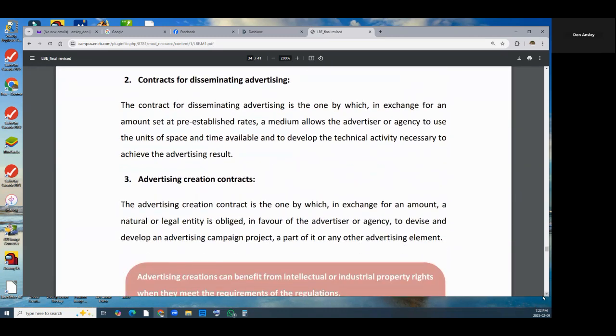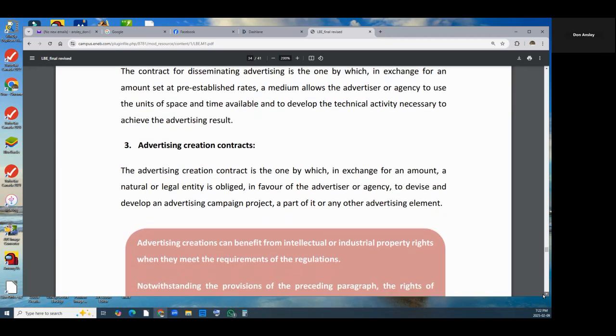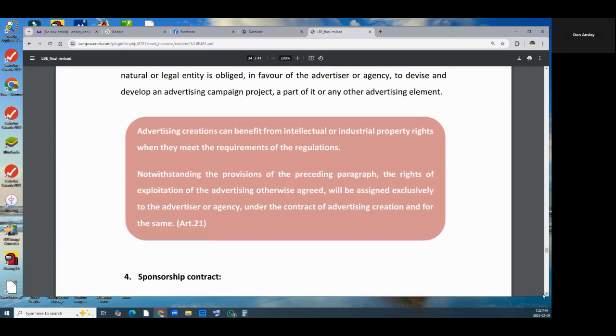And the advertising creation contract is the one by which, in exchange for an amount of money, a natural or legal entity is obliged in favor of the advertiser or agency to devise and develop an advertising campaign project, part of which is the advertising element. Advertising creations can benefit from intellectual or industrial property rights when they meet the requirements of the regulation. Notwithstanding the provisions of the preceding paragraph, the rights of the exploitation of the advertising, unless otherwise agreed, will be assigned exclusively to the advertiser or agent under the contract of advertising creation and for the same.